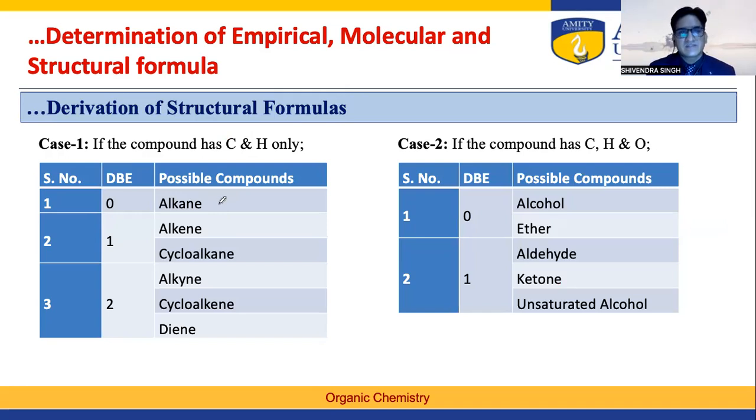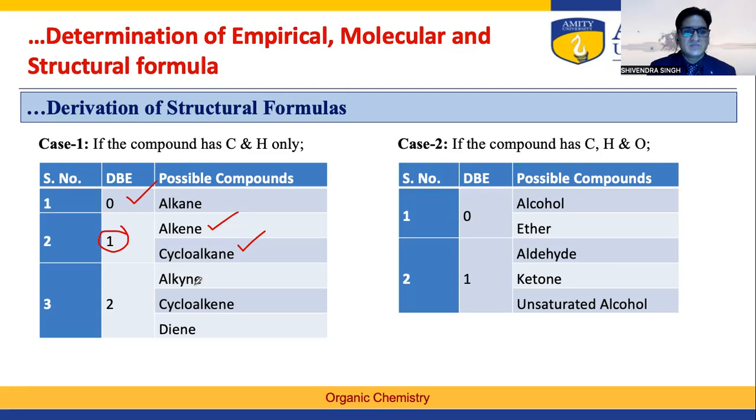So to understand this, whether which functionality is present. Like I mentioned, if DBE is 0, it means the molecule is a saturated molecule. It will be definitely an alkane. If the value of double bond equivalent is 1, then the functionality or the core structure may contain alkene or cycloalkane. Alkene has one double bond, one pi bond. Cycloalkane has one ring. So that is equal to 1, as I have discussed previously.